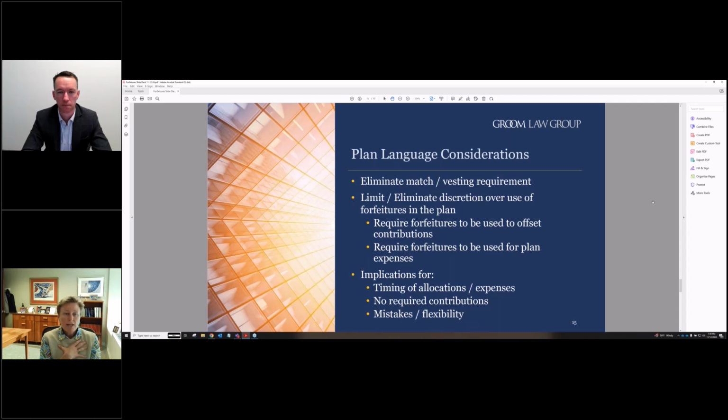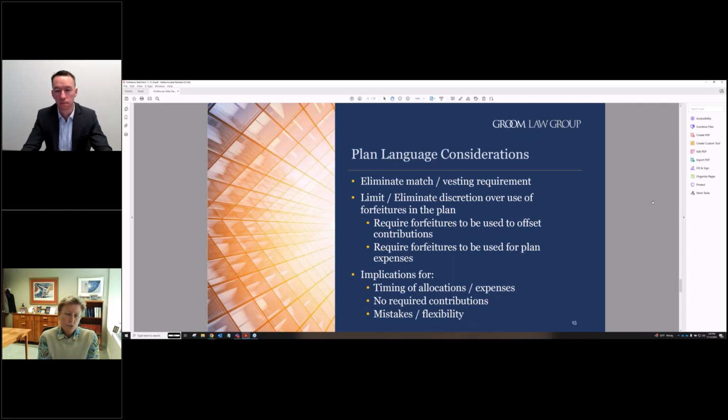So you could amend your plan to limit or eliminate discretion over how forfeitures are used. And that would be helpful going forward. Remember, we're dealing with a 6-year statute of limitations, so you just have to be realistic about whether that's helpful. It's not particularly helpful going back. And at the same time, there are potential questions that could be raised in litigation. Well, gee, you changed your plan terms. That must mean there was a problem with the plan terms that you used to have.